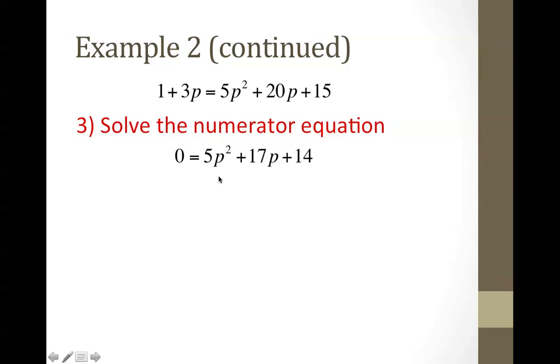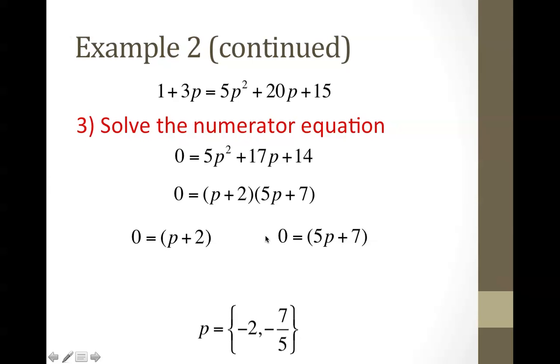Now this is a quadratic equation that you could solve by either factoring or using the quadratic formula, and I chose to do factoring. So after I factor this out, I would get p plus 2 times 5p plus 7 equals 0. And since these are both set equal to 0, we can set each one of them equal to 0 and get my two answers of p equals negative 2 and negative 7/5.